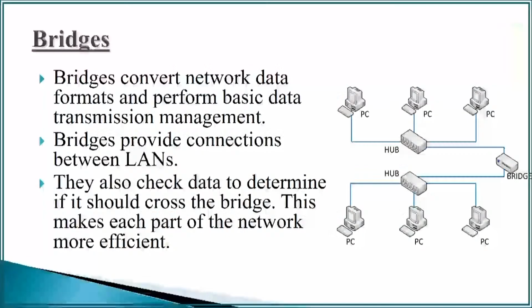Next are bridges. Bridges convert network data format and perform basic data transmission management. Bridges provide connections between LANs. They also check data to determine if it should cross the bridge. This makes each part of the network more efficient. You can see in the diagram, hubs are there, and between different LANs there are bridges in between. They also operate at the data link layer.